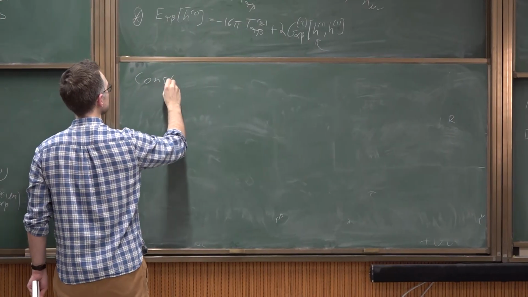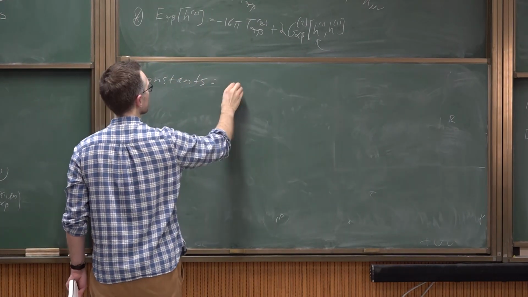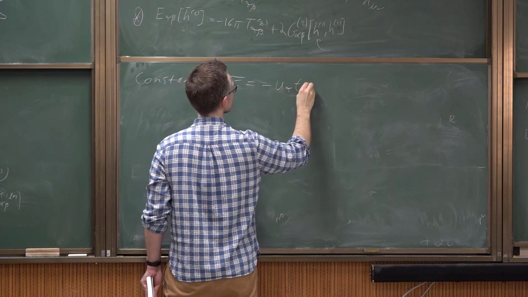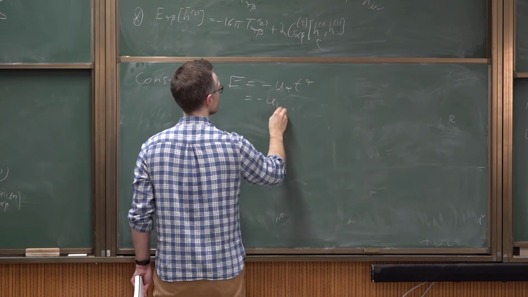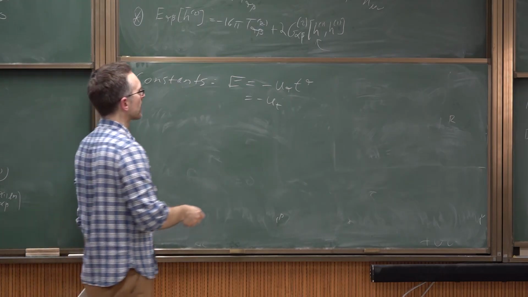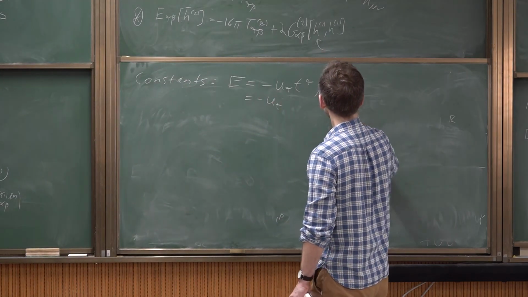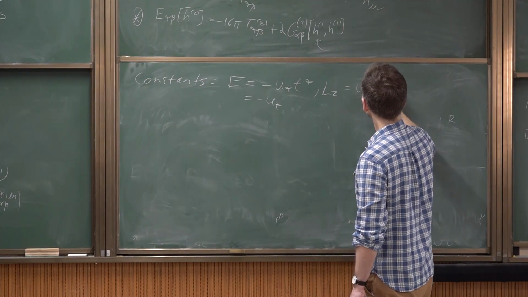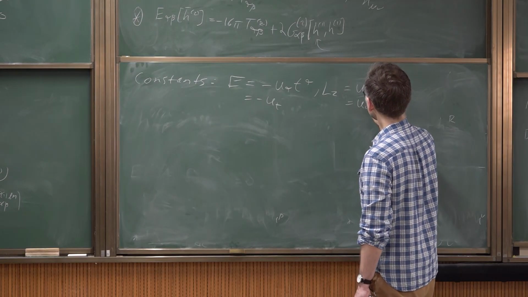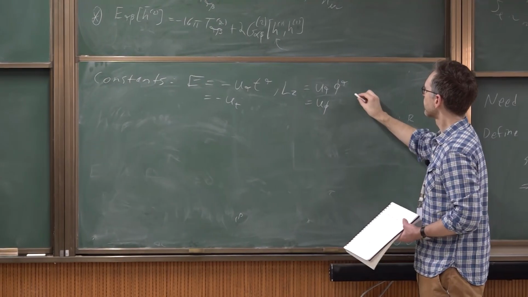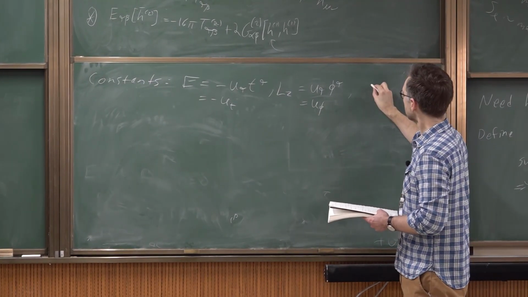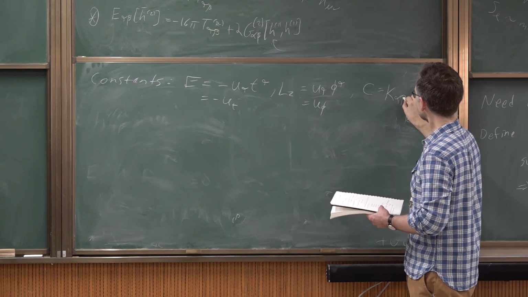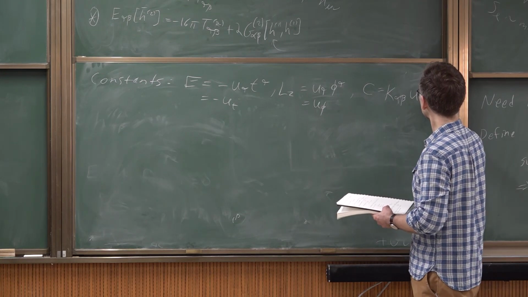So we have constants of motion. The energy, which is minus u alpha t alpha, or simply minus u t with index down. We have the angular momentum around the spin axis of the big black hole. This is u alpha phi alpha, or simply u phi with index down. And we have something called the Carter constant that I introduced back in the first lecture, which is the killing tensor contracted with u.